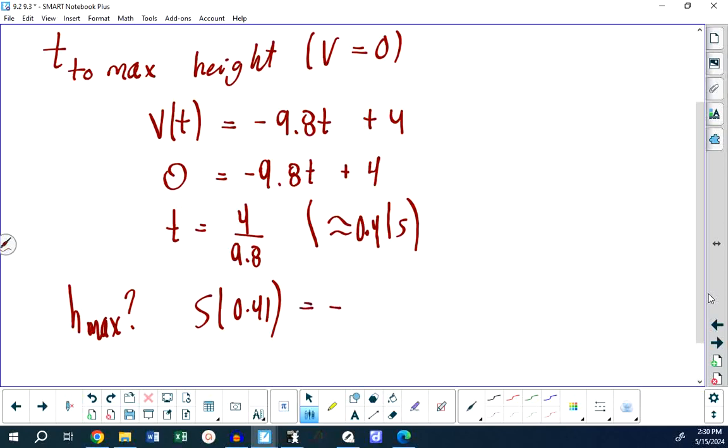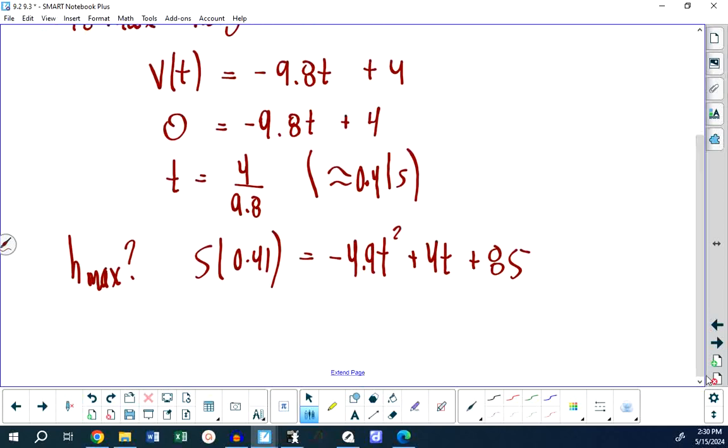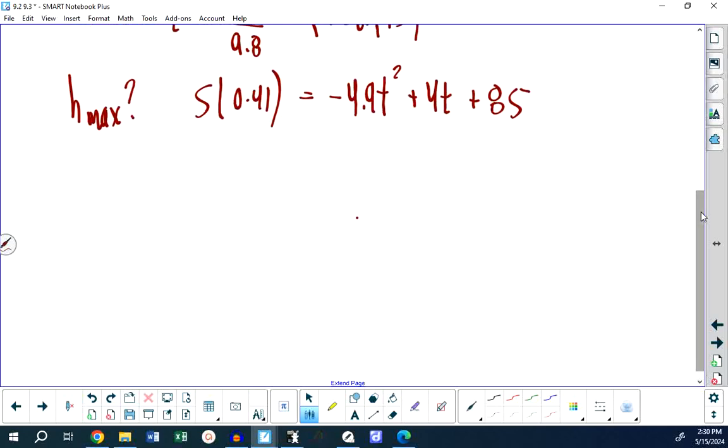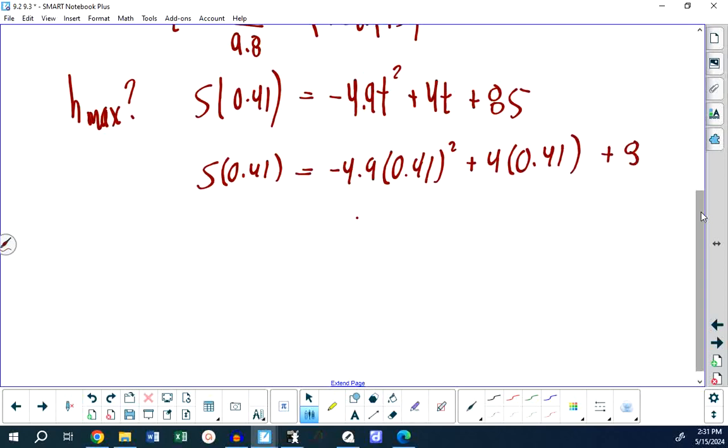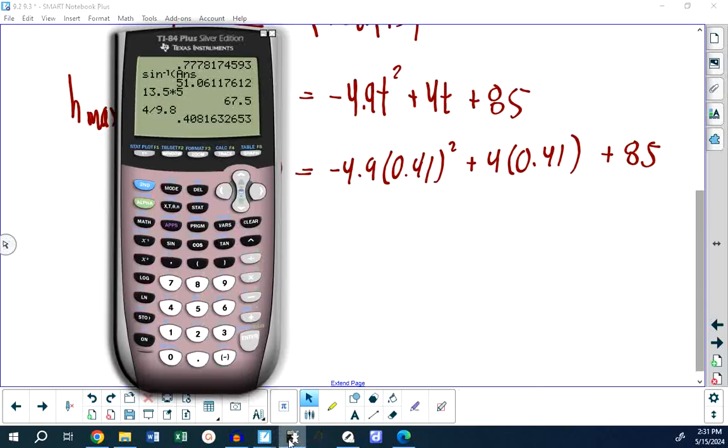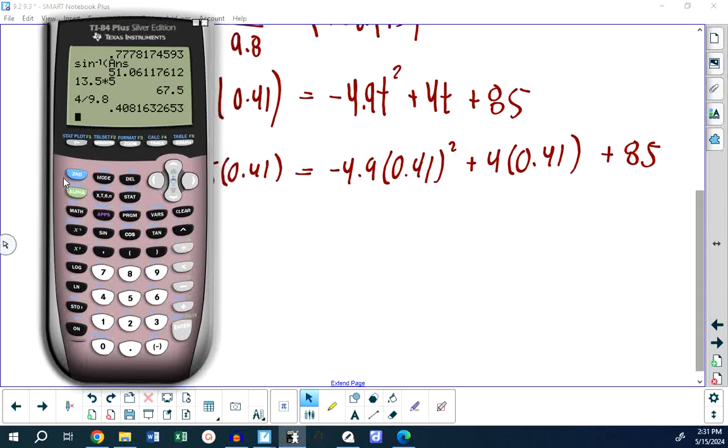When we take, let's see if I remember this, negative 4.9t squared plus 4t plus 85, yes, and I put t equals 0.41 in, I guess I could have done it right there. I'm going to get the maximum height: negative 4.9 times that answer squared plus 4 times that answer plus 85 gives me a maximum height of 86 meters. A paltry 0.4, 0.8 meters higher than where it started.